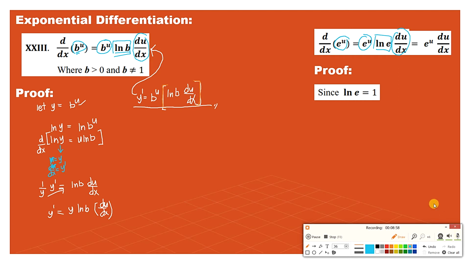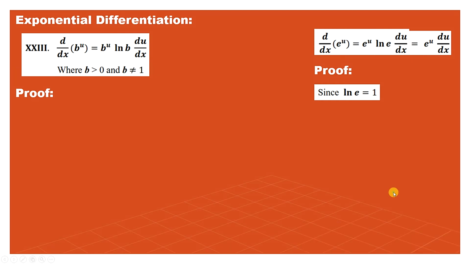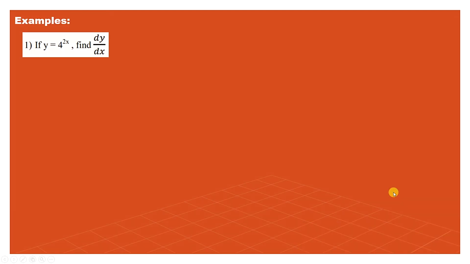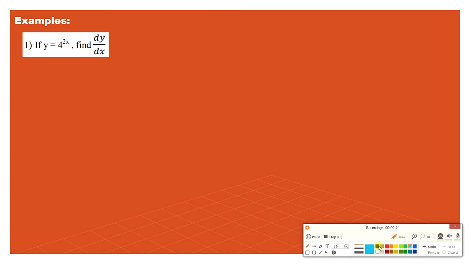So, after ko ma-discuss yung examples, yung assignment ninyo doon sa logarithmic, yung tatlo doon na exponential, masasagutan na ninyo. Okay, so proceed tayo sa example. Example number 1. If y is equals to 4 raised to 2x, find dy over dx. So recall tayo ulit.